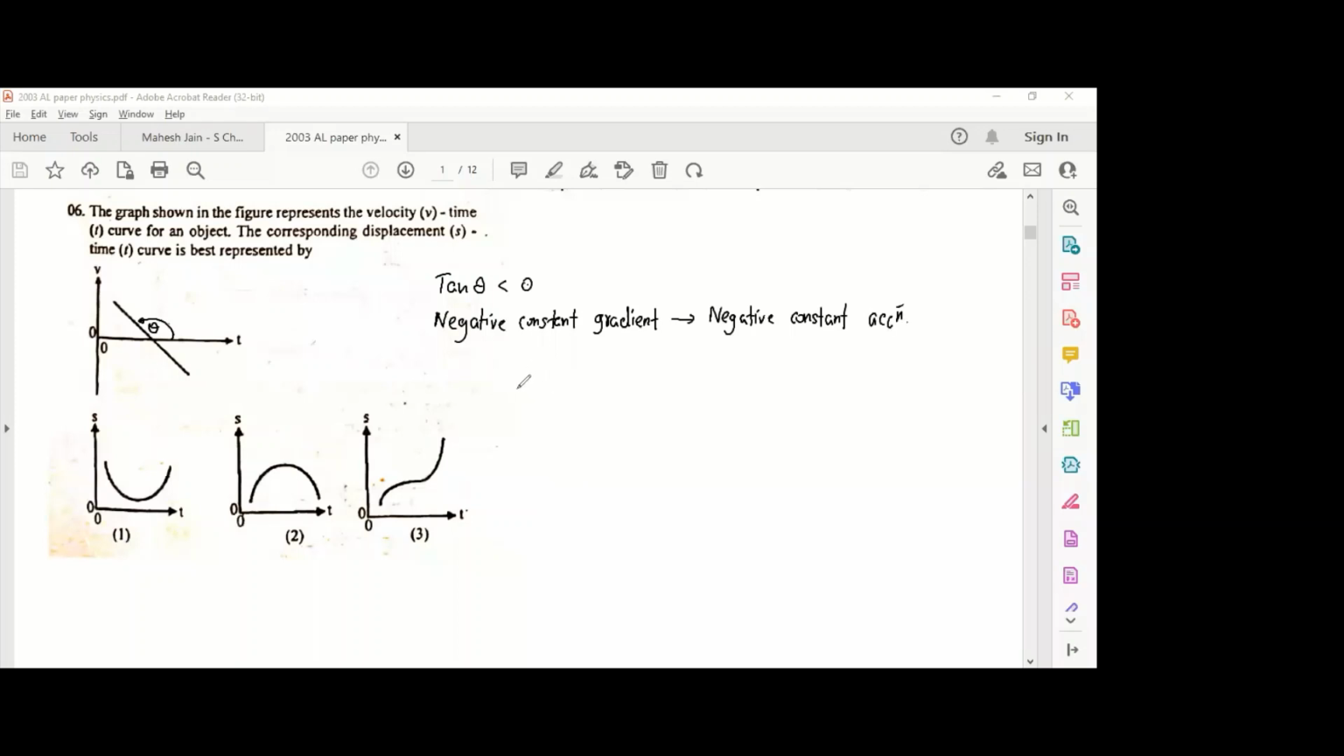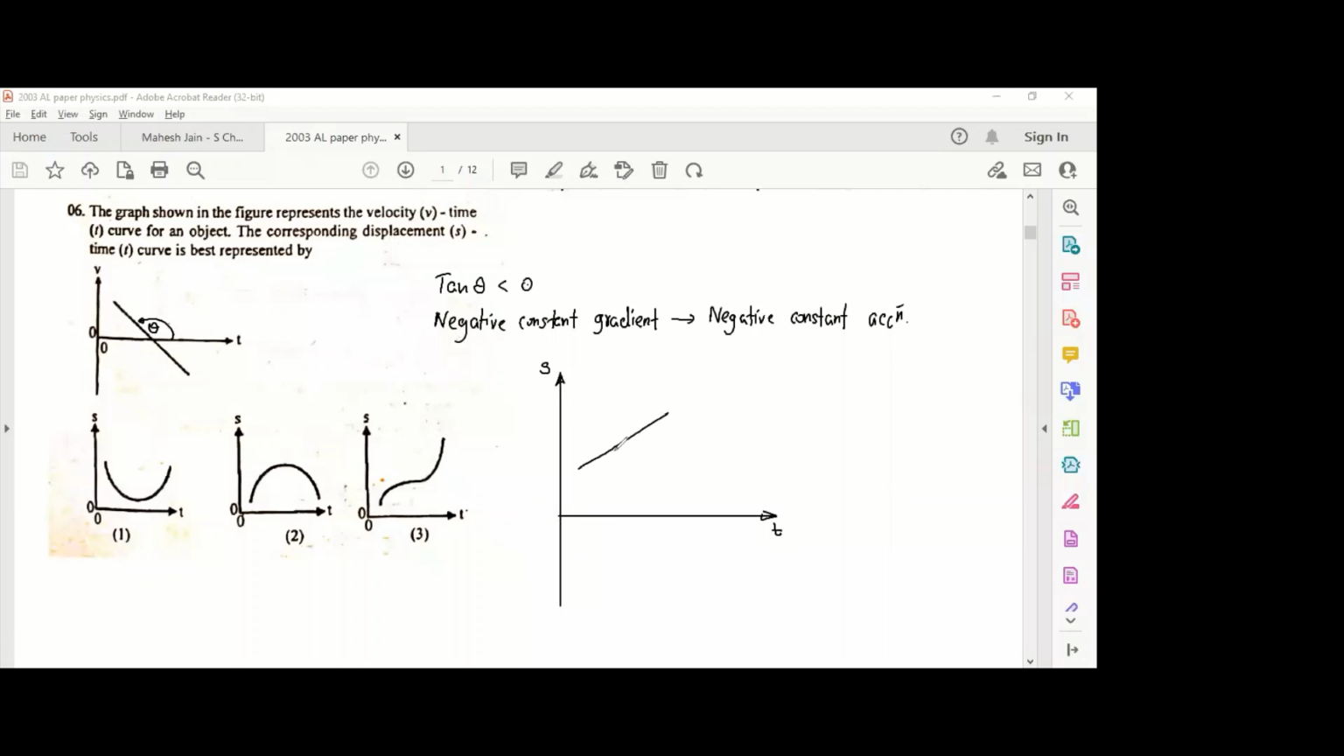But the problem is what we are supposed to draw is not the acceleration-time graph, but the displacement-time graph. So let's try to draw the displacement-time graph, and also we need to know about displacement-time graphs. So how do you represent velocity in a displacement-time graph? That is the problem. So let's see how to represent velocity in a displacement-time graph.